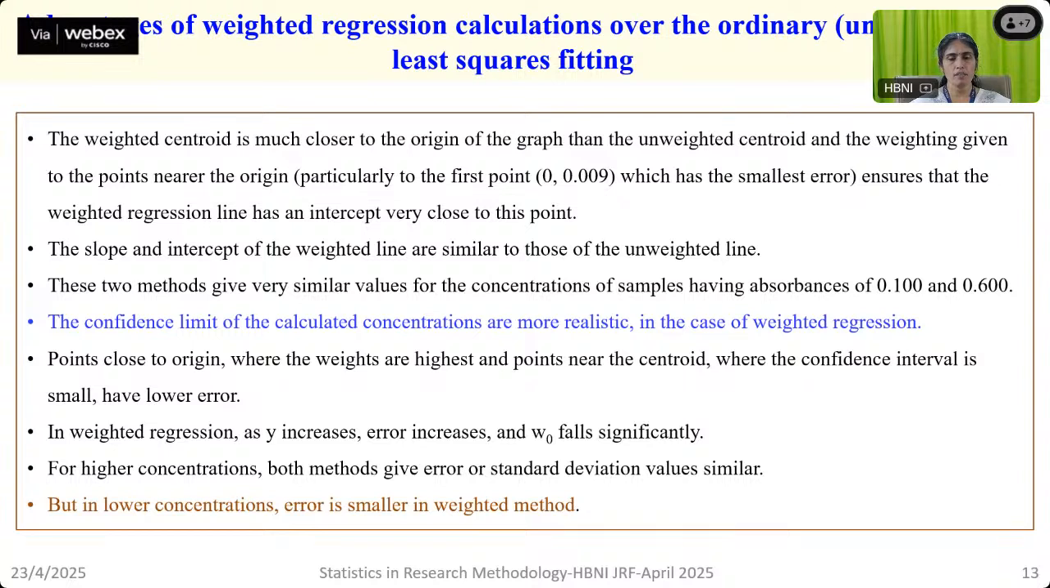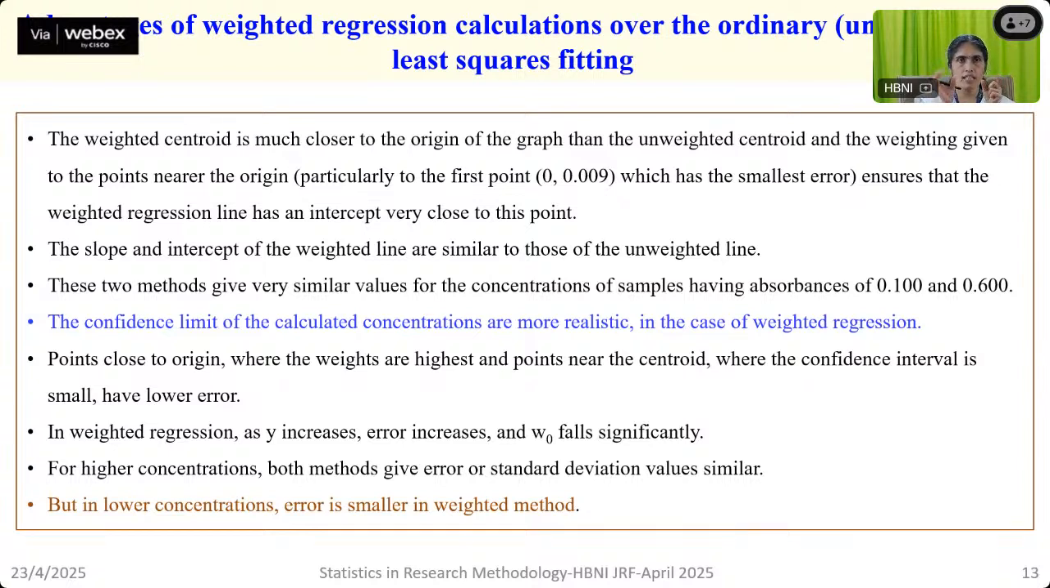But the confidence limit of the calculated concentrations becomes more realistic, more utilizable in the case of weighted regression at lower concentrations. And close to the origin, for those points, the weightages are high. Near the centroid anyway, the values will be more reliable in either case. Confidence intervals become narrower. The narrower the confidence interval, the better is the quality of the data.